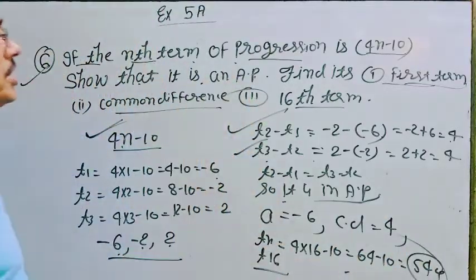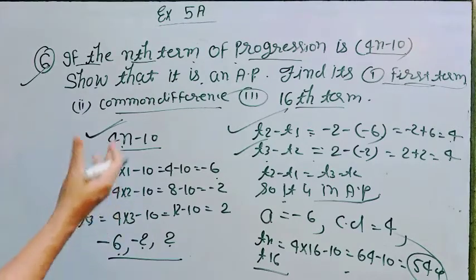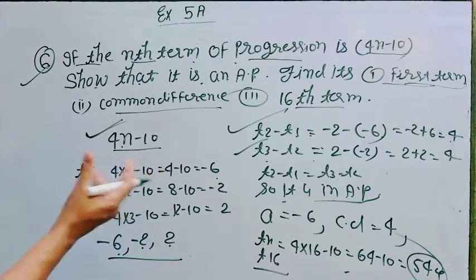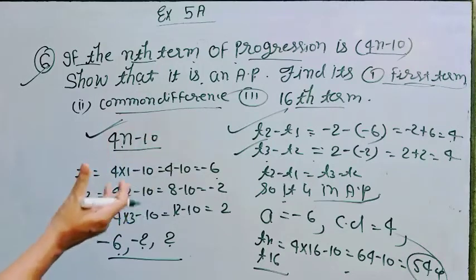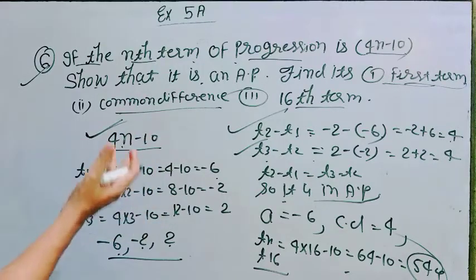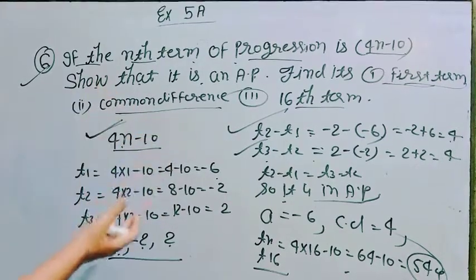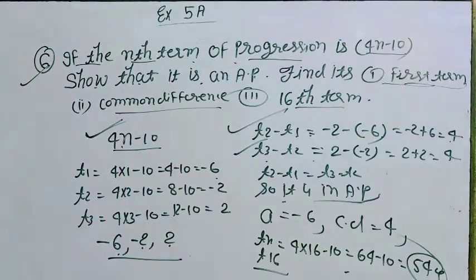So there are 3 questions in this. You can find at the place of n you write 1, 2, 3. Then you can get the AP. How to show it is in AP? You find T2 minus T1 and T3 minus T2. If both are equal, then it is in AP. And lastly, find the first term, common difference and 16th term.